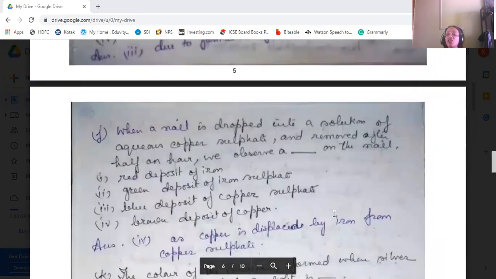Then, when a nail is dropped into a solution of aqueous copper sulfate and removed after half an hour, we will observe dash on the nail: brown deposits of copper, because copper will be displaced from the copper sulfate by the iron. So the fourth option is correct.